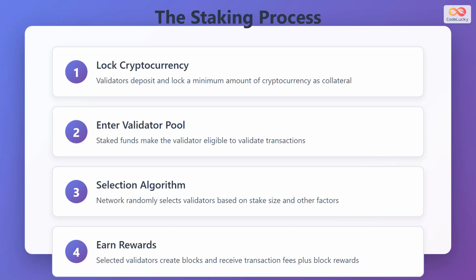The staking process involves 4 key steps. First, validators deposit and lock a minimum amount of cryptocurrency as collateral, demonstrating their commitment to the network. Second, these staked funds make the validator eligible to validate transactions and enter the validator pool. Third, the network uses a selection algorithm to randomly choose validators based on stake size and other factors. Finally, selected validators create blocks and earn rewards in the form of transaction fees plus block rewards. This process creates a continuous cycle of participation and rewards.